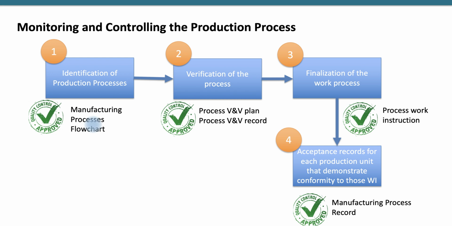During the production, for each of those processes, we have a manufacturing process record to follow. The manufacturing process record is an acceptance that the production unit conforms to the work instruction. Each process that we do during production is done in accordance with those work instructions that were accepted and verified.